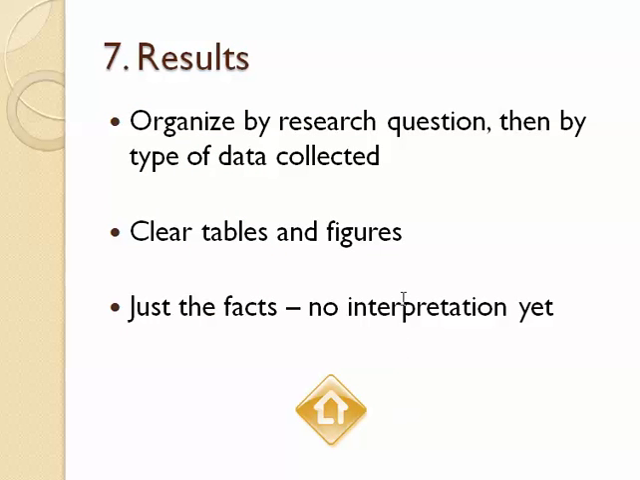Now, when you write the results section, one way of doing it, one way that I use fairly often, is to organize the results by the research question or research questions that you were going to address, stated in your literature review, and then by the type of data collected. So you're basically listing the evidence and presenting it to answer your research question.